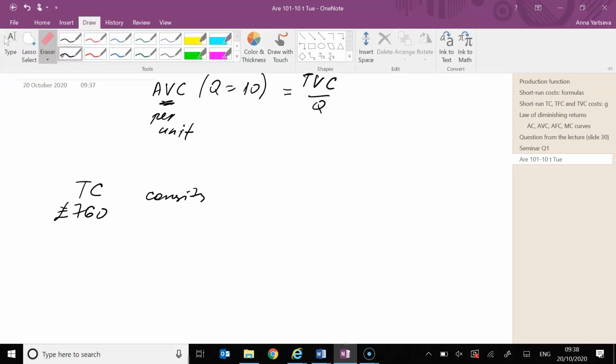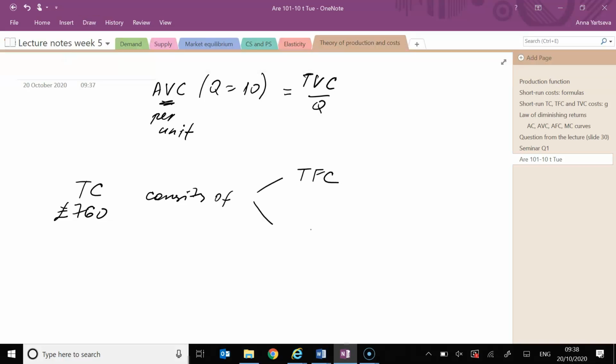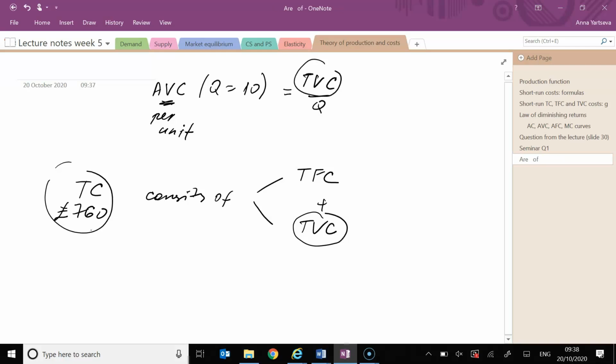And this consists of two components, total fixed and total variable cost. By definition, all our expenditure will consist of fixed and variable cost, right? We need to know this. This is what we need for our formula. This is what we don't know. However, we know the total cost is 760, and we also know that fixed cost is equal to 55 pounds. This is what we've identified at previous steps.